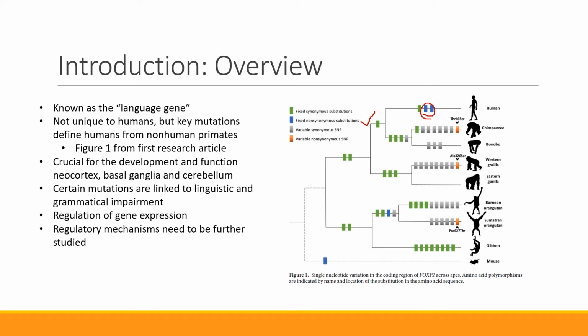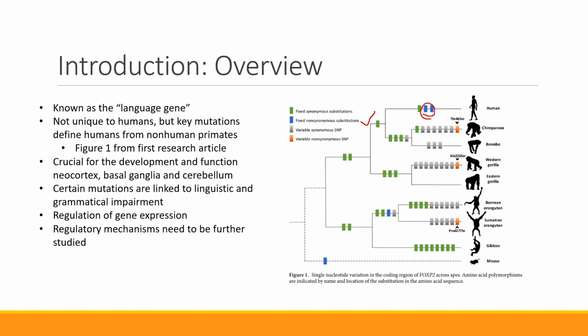This gene is crucial for the development and function of different parts of brain circuits in the neocortex, in the basal ganglia and cerebellum, and other language centers of the brain. And mutation of the foxp2 gene can cause speech and language disorder that also provides insight into the neurobiology of language.